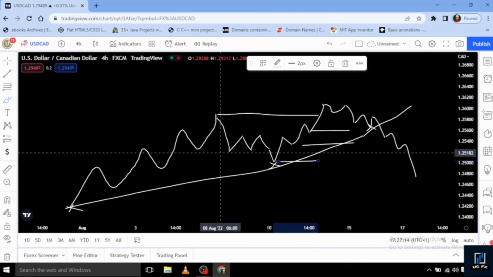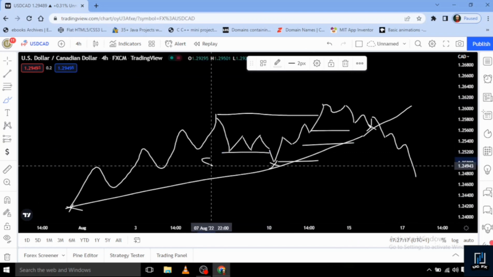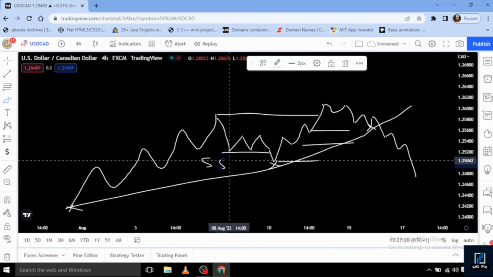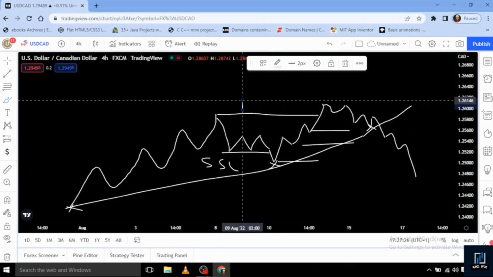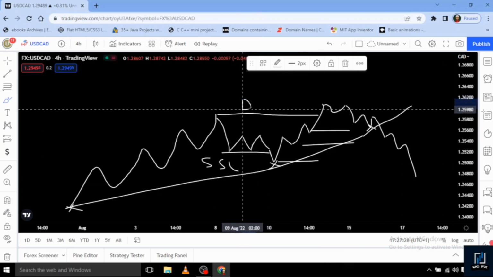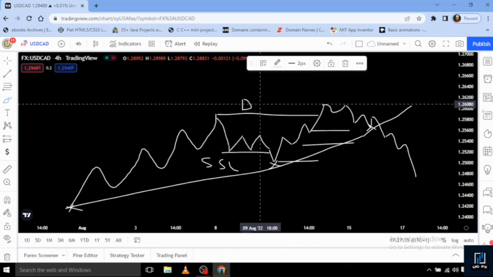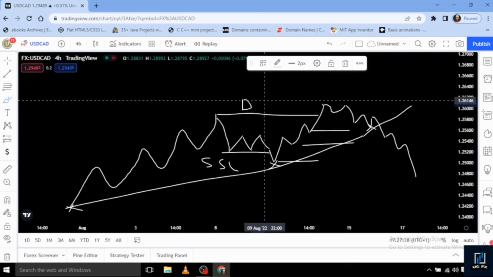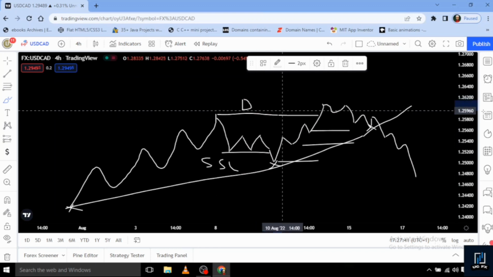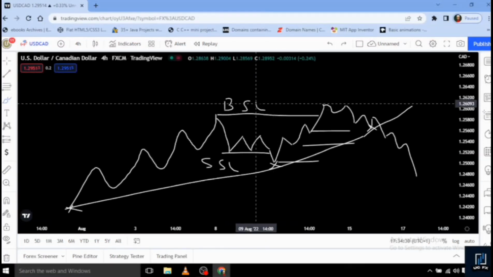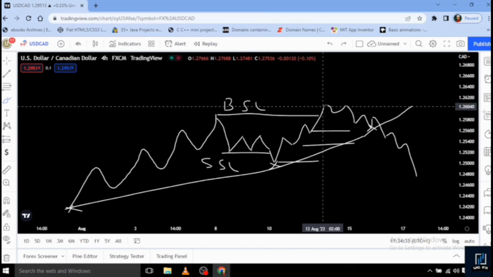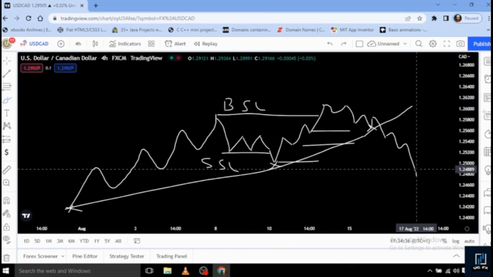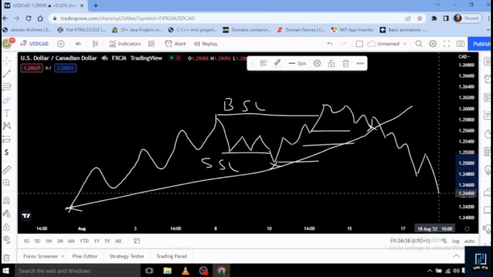So the market took out the sell side liquidity, which we call the SSL, then took out the buy side liquidity, which is the BSL. Sorry for that. How am I going to write that? The BSL. So basically the BSL, right? So you have the BSL, buy side liquidity there. So here the market has grabbed the sell side liquidity and then the buy side liquidity, and then we have the real trend. So the market will keep going lower and lower.